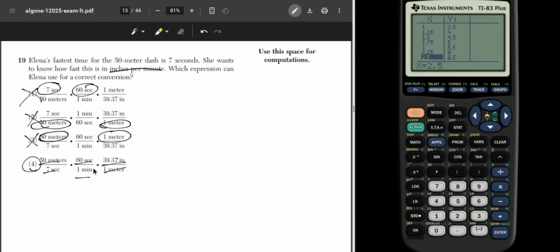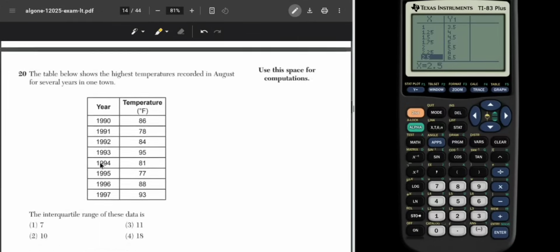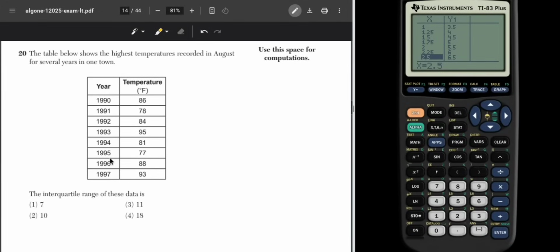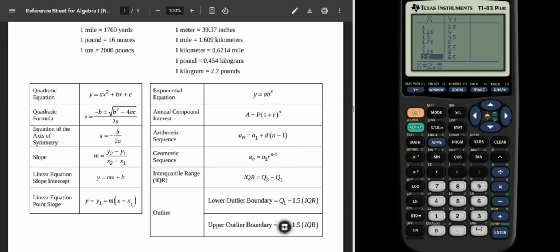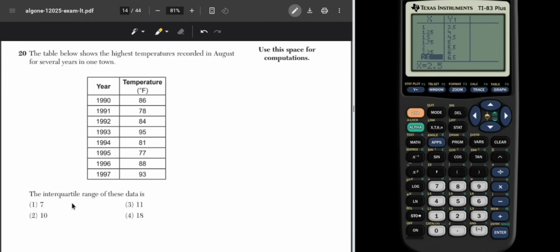Answer choice number 4. Question 20 says, the table shows the highest temperatures recorded in August for several years in one town. The interquartile range of this data is. So if you forget, the interquartile range formula is on your reference sheet. Right here, interquartile range is equal to Q3 minus Q1. How am I going to find Q3 and Q1? On your calculator.